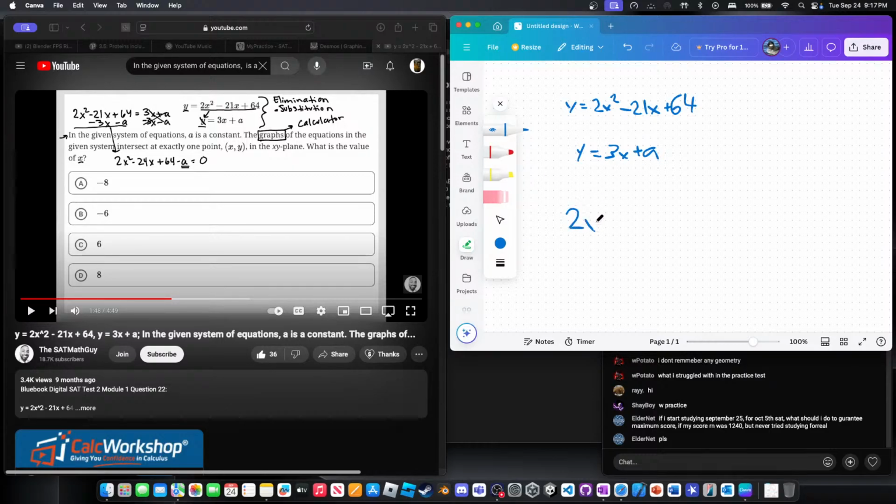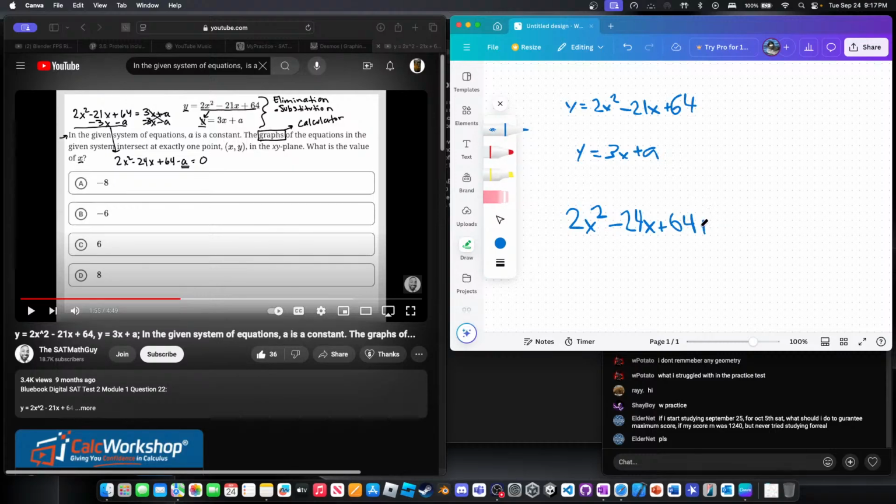So 2x squared minus 24x plus 64 plus a. That's what we get over here. Okay, how can I figure out the value of a? What do I know about this new equation? Or subtract a. Whoops.